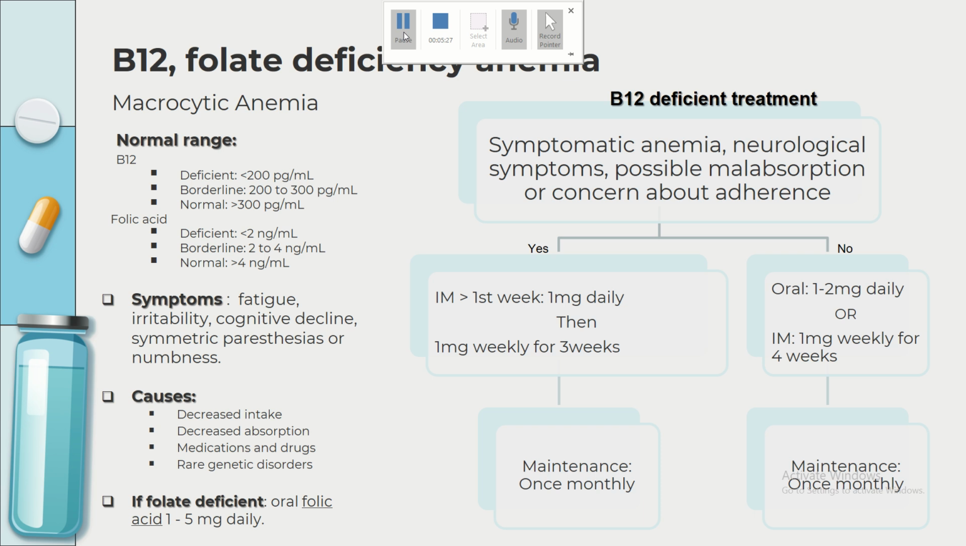So, if the patient has symptomatic anemia, neurological symptoms, and possible malabsorption or concern about adherence, then we will give 1 milligram intramuscular cyanocobalamin on a daily basis for 1 week. Then, for 3 weeks, we will give 1 milligram weekly, as an intramuscular injection also, and lastly we will give the patient one injection monthly.